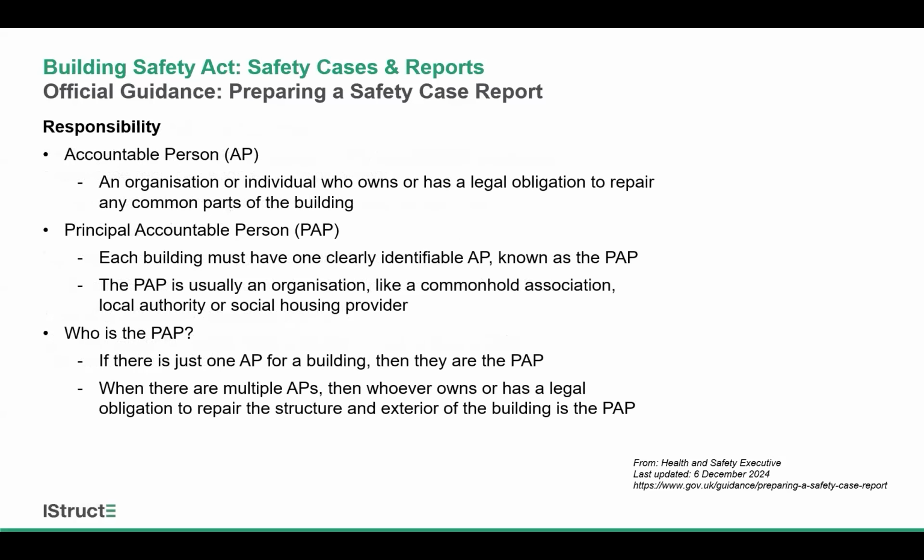I've mentioned principal accountable persons already. Broadly speaking, an accountable person is someone who has a legal obligation to repair or look after a part of the building. And the principal accountable person is the overriding person in control. It's usually an organisation, like a commonhold association or a local authority, and they take ultimate responsibility for pulling together the safety case report. They aren't necessarily responsible for producing every single aspect of it, as we'll come on to, but it's their global responsibility to assemble and submit the safety case and to register the building.